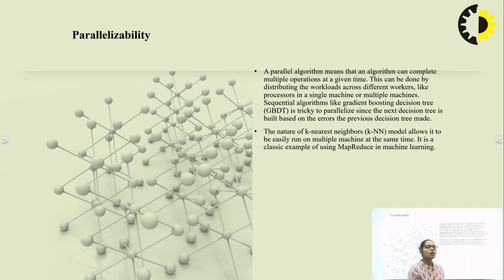It is a classic example of using MapReduce in machine learning. What is K nearest neighbor algorithm? K nearest neighbor algorithm is an unsupervised algorithm. In K nearest neighbor algorithm, we have a data set. With the help of Euclidean distance, we calculate other distances. Now, what is Euclidean distance?